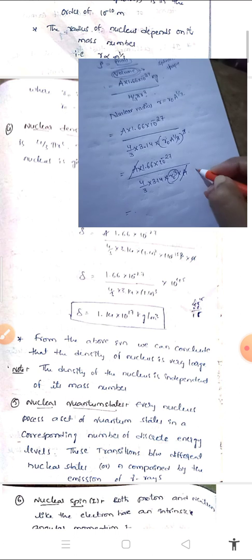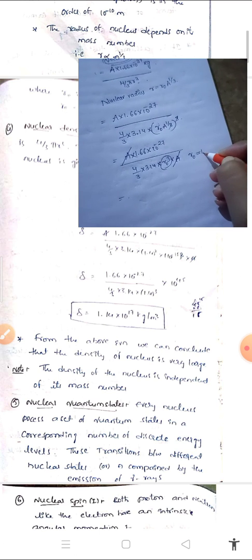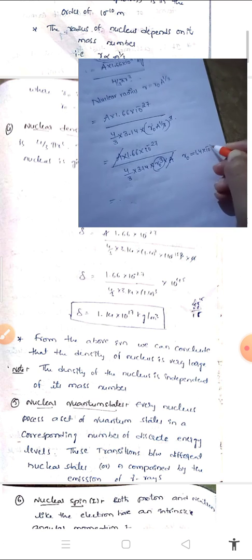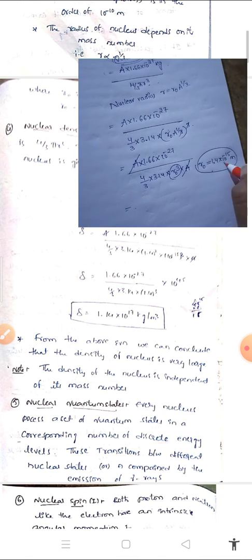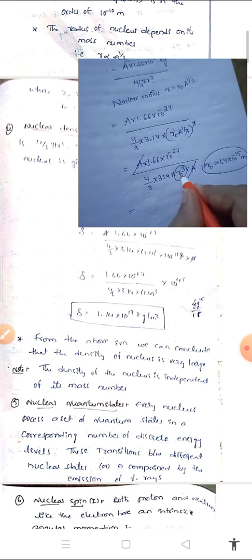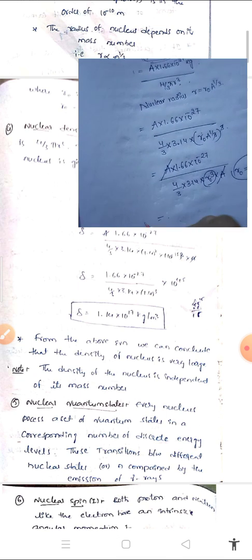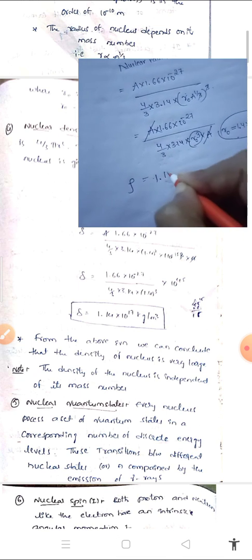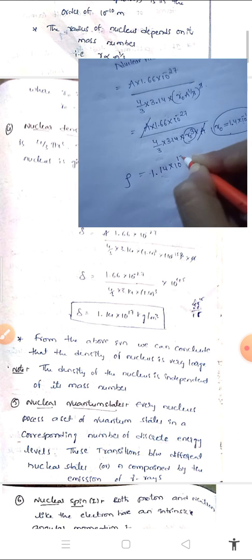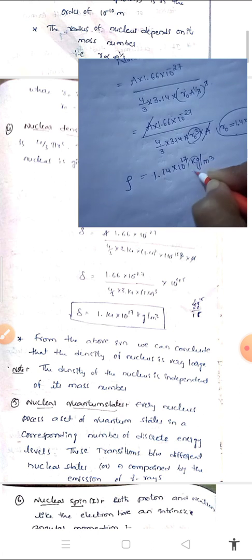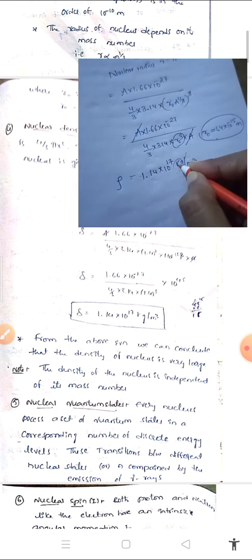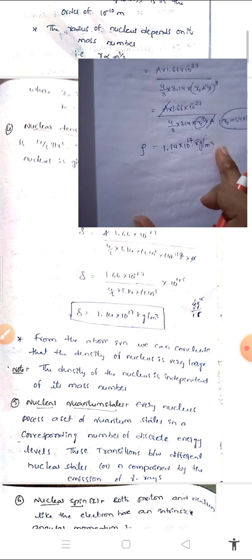So after solving the entire equation, what is the value of R naught? Already I told you, R naught is equal to 1.4 into 10 to the power of minus 15 meters. If you substitute the R naught value in this, you will get the density rho is equal to 1.14 into 10 to the power of 17 kg per meter cube, because it is mass per volume. Mass means kilograms, volume means meter cube. So this is the density of the nucleus.